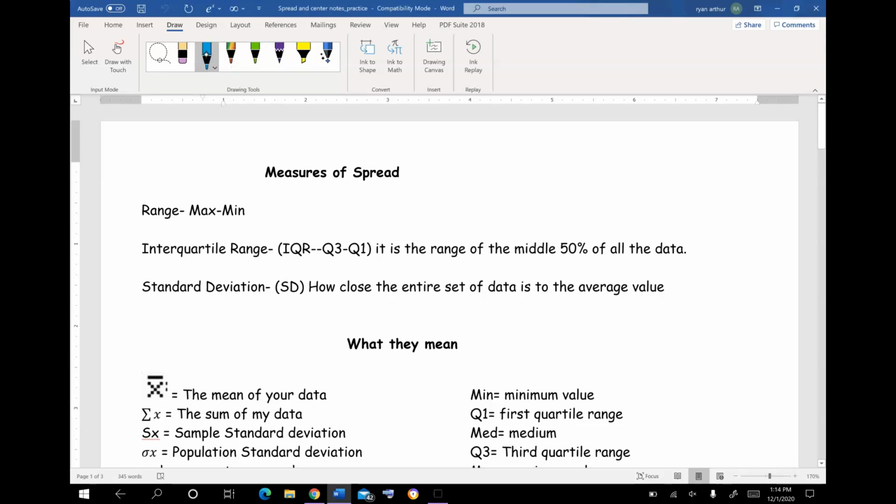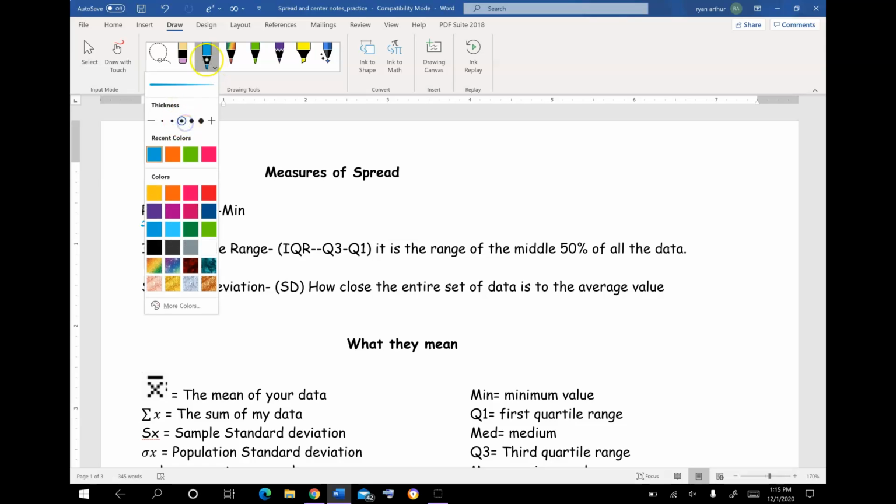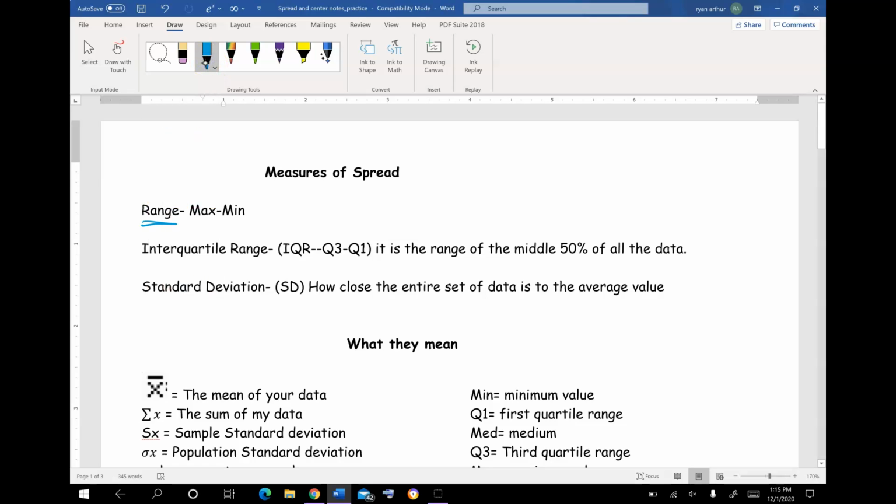All right, so today we're going to talk about descriptive statistics. And the first thing we're going to talk about is your measures of spread. So your measures of spread contain your range, which you guys know. You should know your range. It's where you take your highest number and subtract your lowest number.